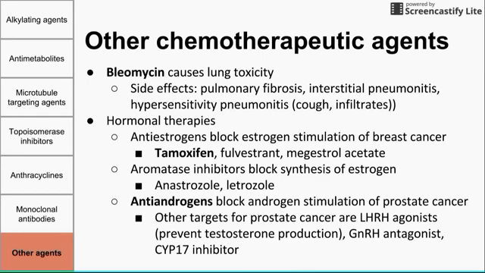This has been a brief review of chemotherapy agents. I hope it was helpful, and I hope it was a good introduction to commonly used drugs and their mechanisms of actions and side effects.